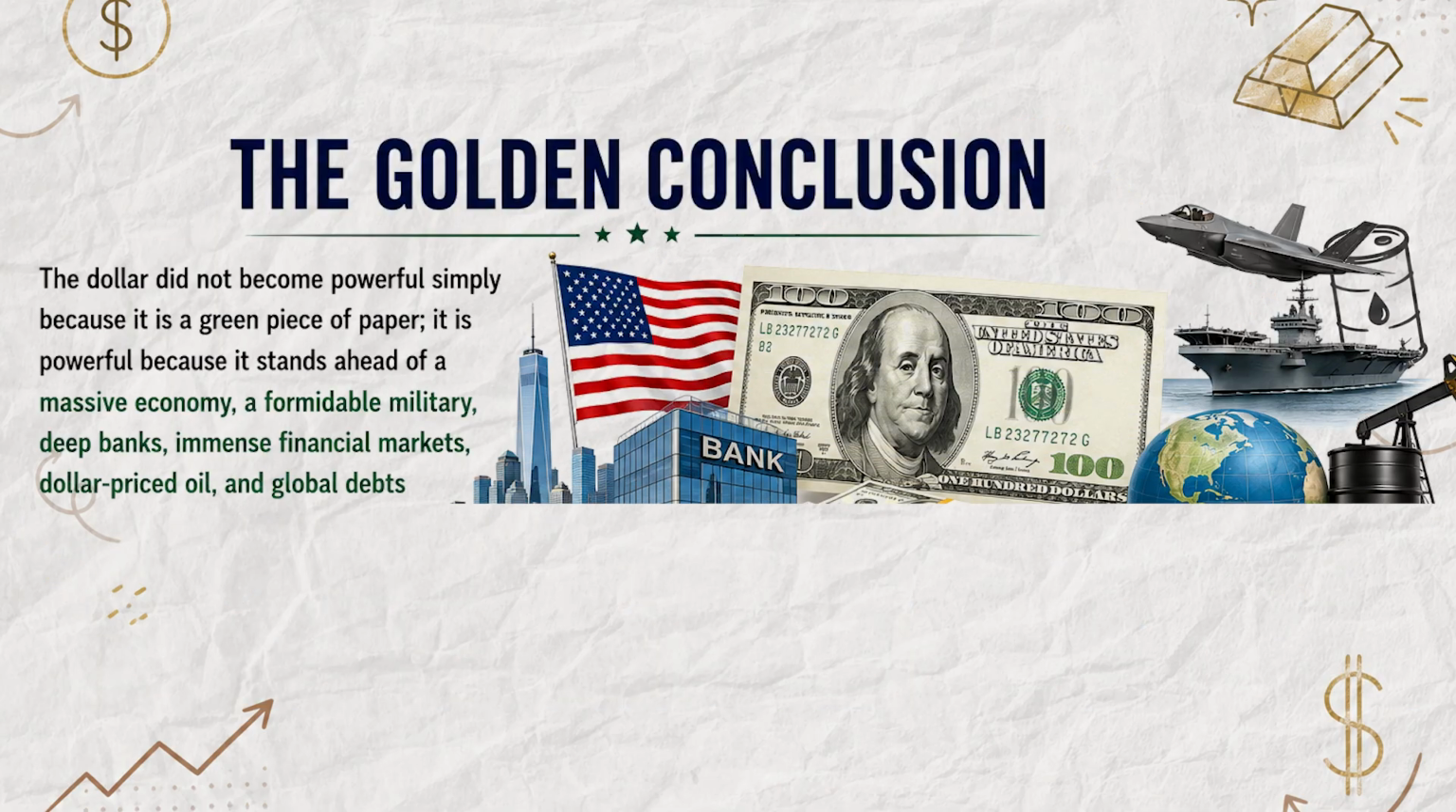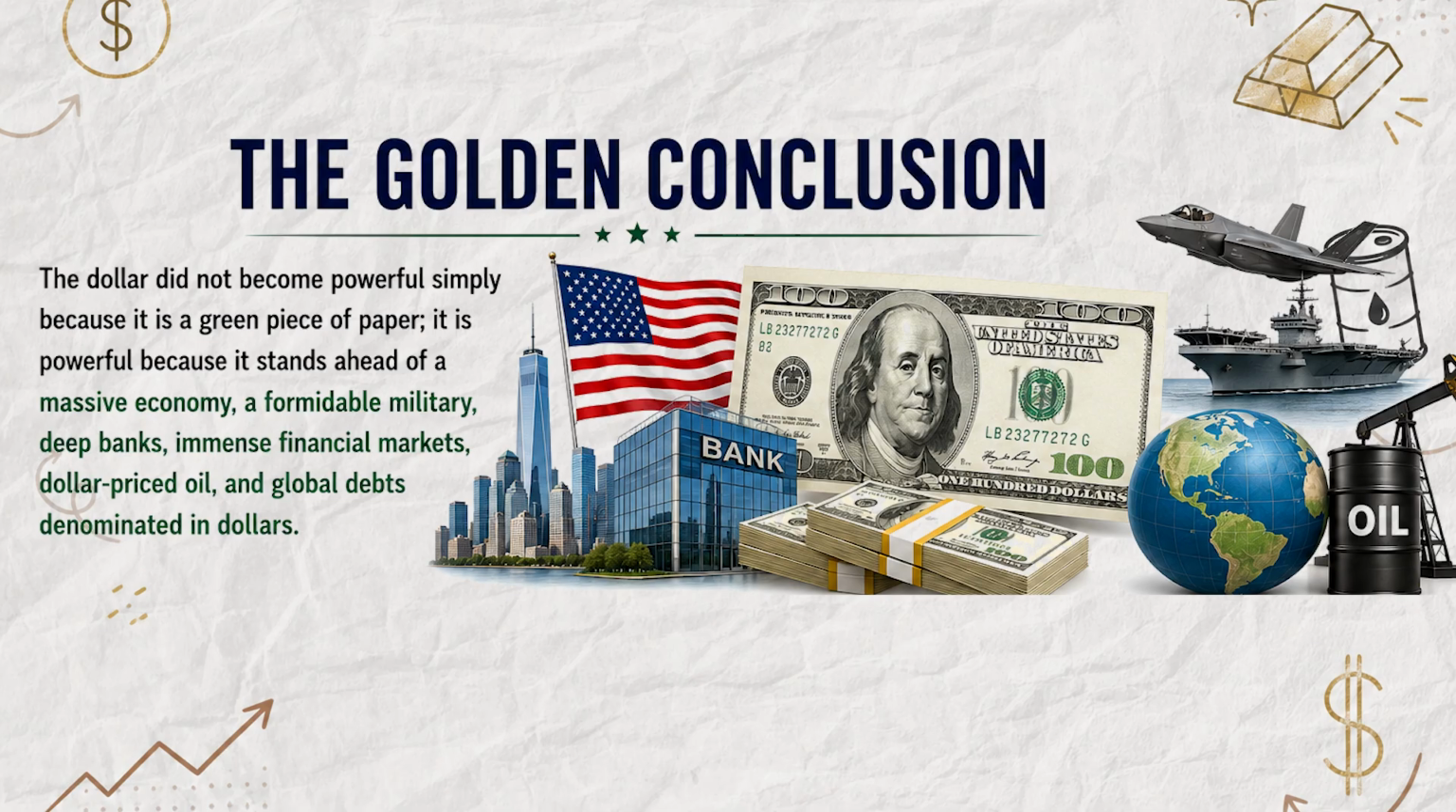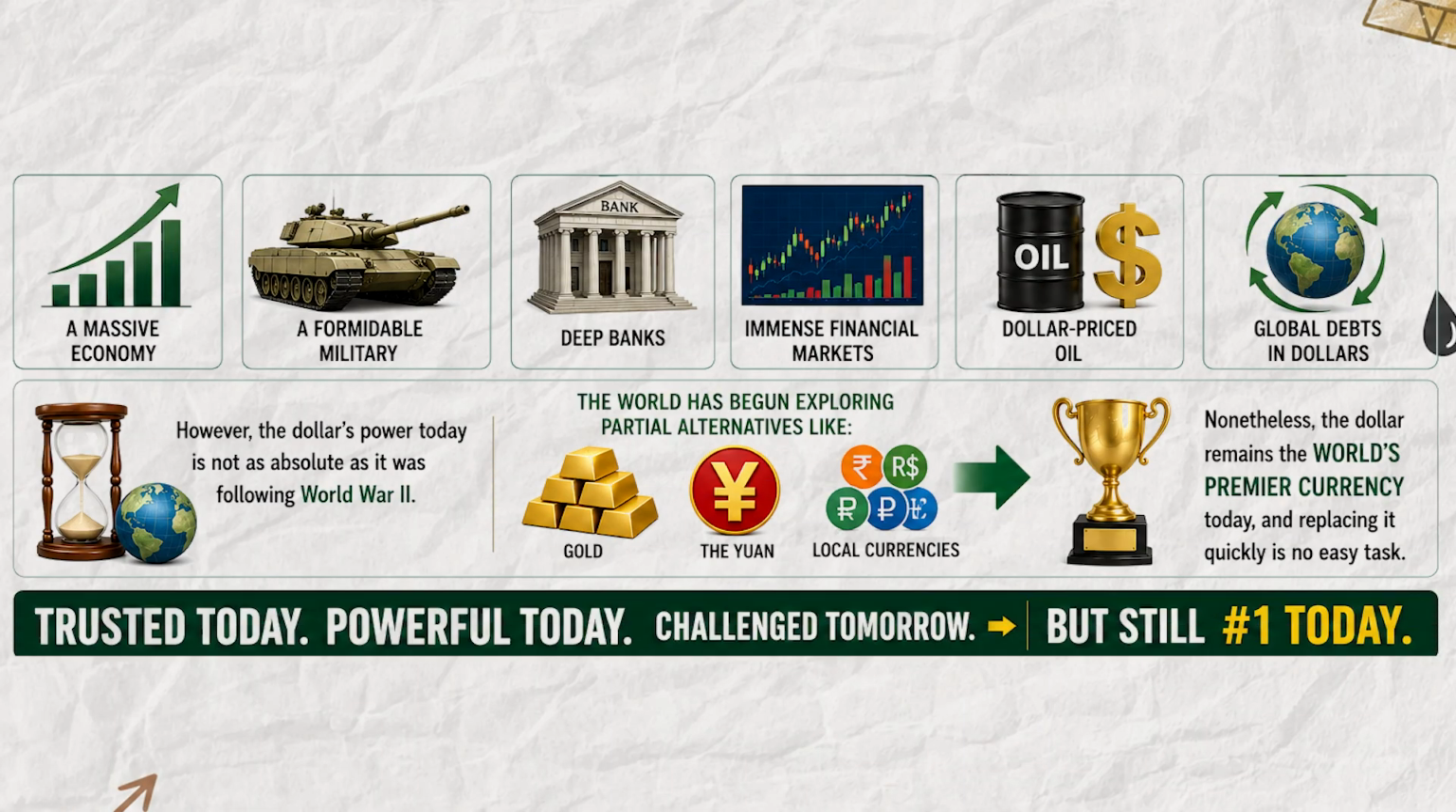The golden conclusion. The dollar did not become powerful simply because it is a green piece of paper. It is powerful because it stands ahead of a massive economy, a formidable military, deep banks, immense financial markets, dollar-priced oil, and global debts denominated in dollars. However, the dollar's power today is not as absolute as it was following World War II. The world has begun exploring partial alternatives like gold, the yuan, and local currencies. Nonetheless, the dollar remains the world's premier currency today, and replacing it quickly is no easy task.